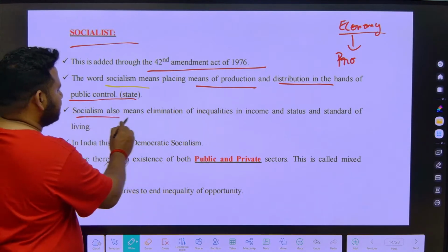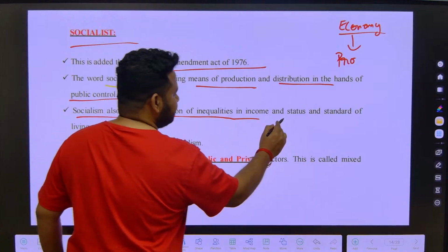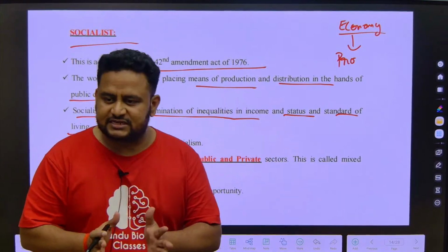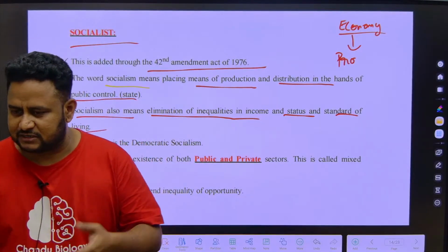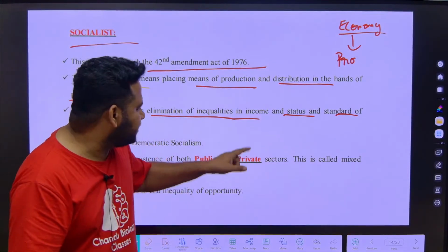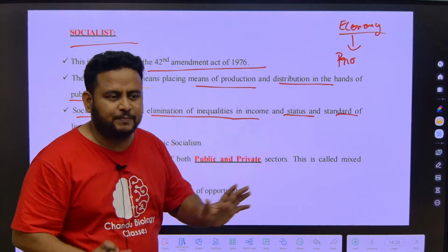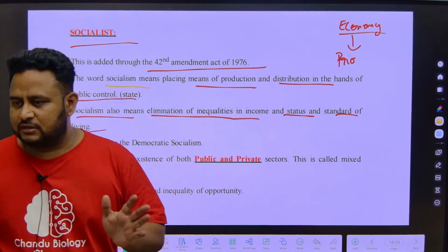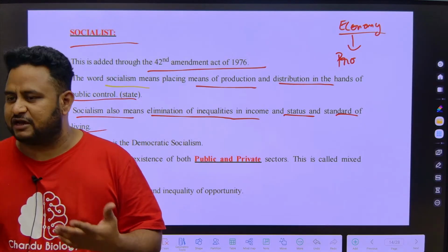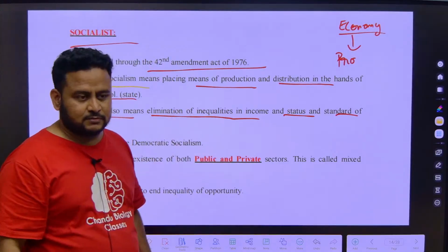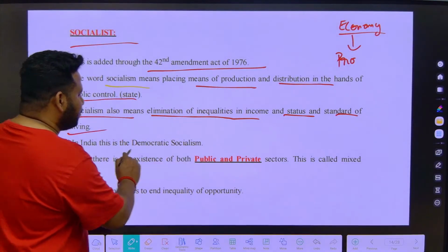Socialism also means elimination of inequalities in income, status and standard of living. What is the aim of socialism? I told you, welfare. Welfare means there should be no inequality in income and status, and there should be a proper standard of living. Everyone should have a similar standard of living. The quality of life should be good. That is the main aim of socialism.